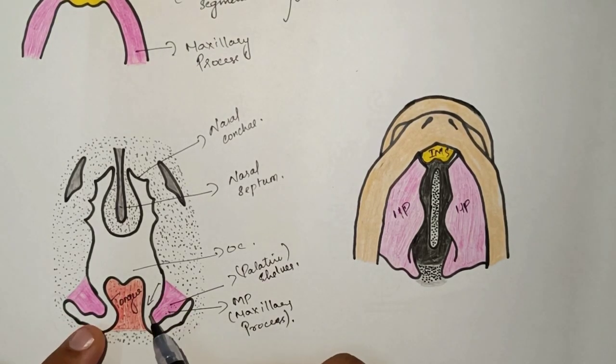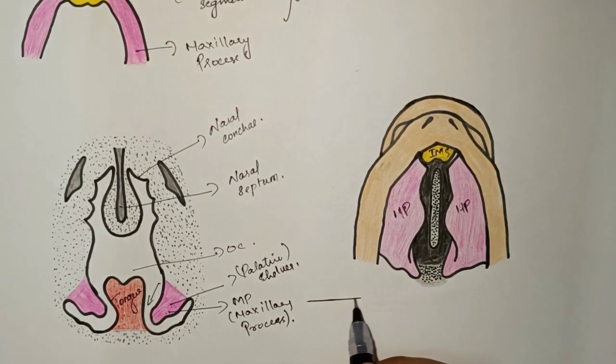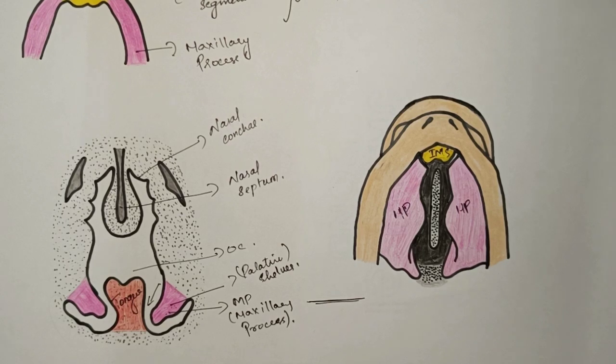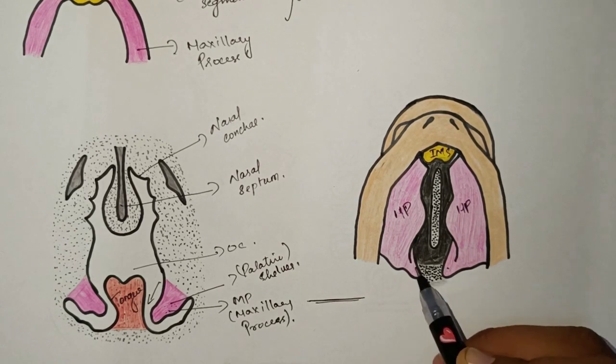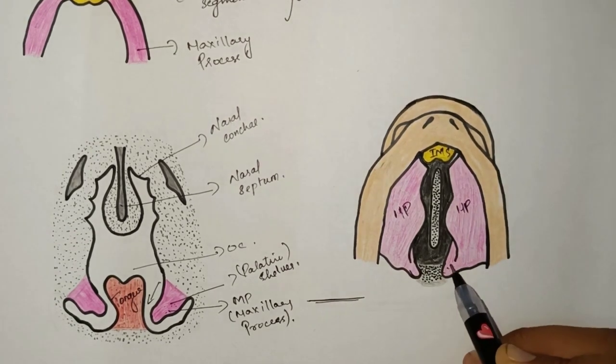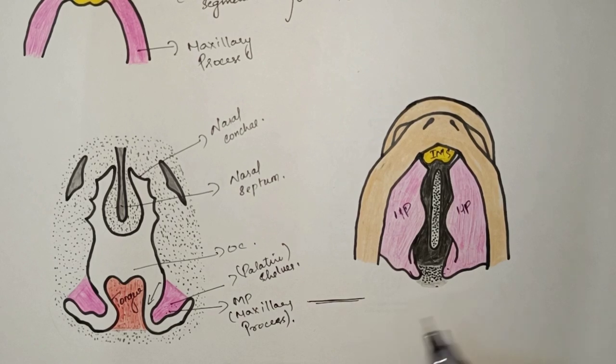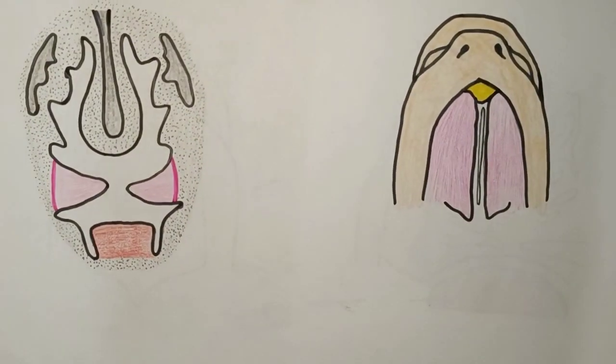But at the end of the 7th week, the palatine shelves ascend to attain a horizontal position above the tongue. That forms the secondary palate. This is your horizontal position. Let us see the horizontal position in detail in the upcoming images, which will show how this horizontal pattern takes place. Here I have drawn only the oblique pattern, not the horizontal pattern above the tongue.